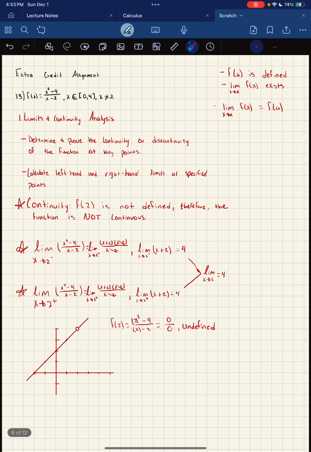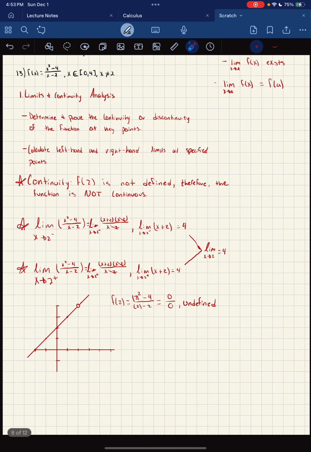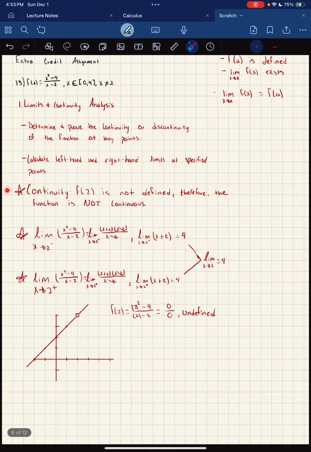Okay, so before that, to find continuity, there are 3 rules up here on the top right, where f of a is defined. The second rule would be the limit as x approaches a of f of x exists, and the limit as x approaches a of f of x equals f of a. Okay, so on continuity, f of 2 is not defined, so therefore the function is not continuous.